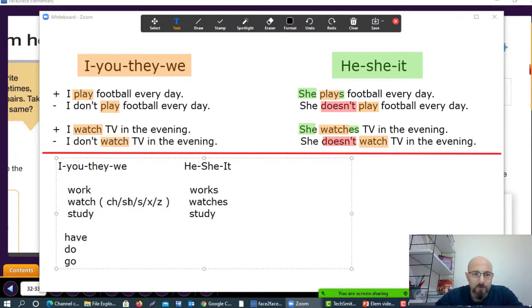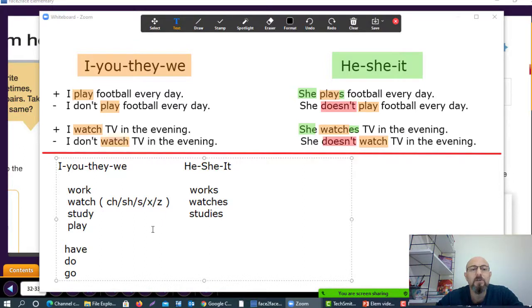So when you see these letters at the end of any word, CH, SH, S, X, Z, you add ES. Okay, this is a rule. CH, SH, S, X, Z, you add ES. Okay, here, study. What do we add? Here we delete Y and add IES. Y-I-E-S. Look here, we have this word, play.